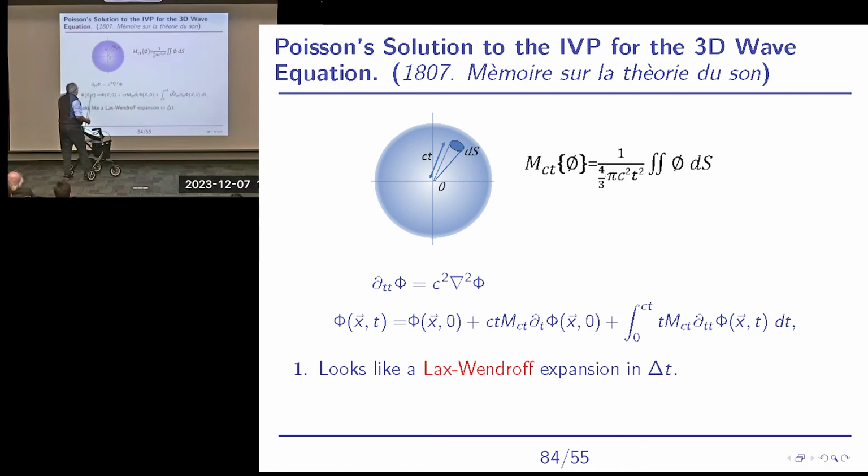And then the solution at this point at some new time is that solution at the 0 time plus the spherical mean of the time derivative around that sphere, and another integral involving the second derivative around that time. This looks a bit like a Lax-Wendroff expansion. Lax-Wendroff expanded the new solution in terms of the old solution, the first derivative and the second derivative.